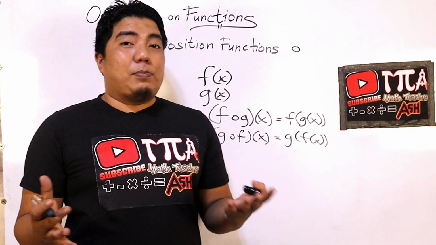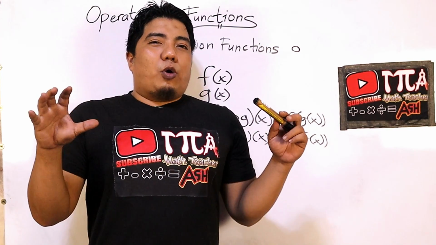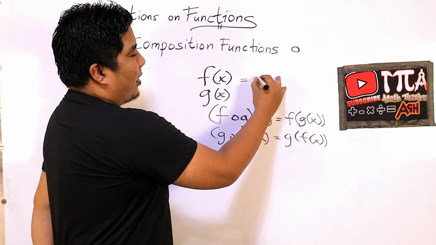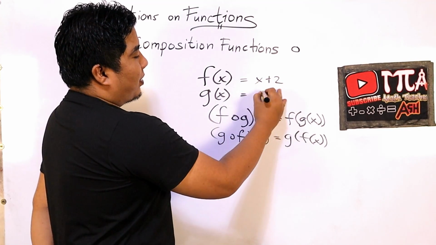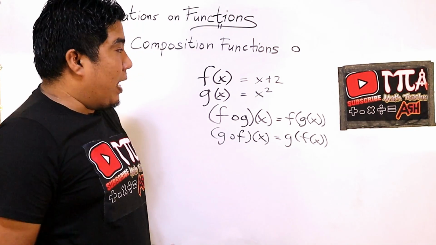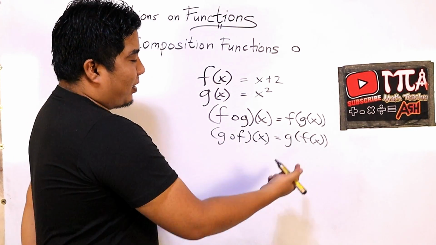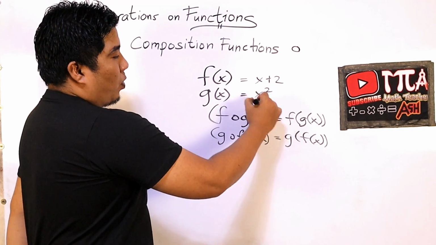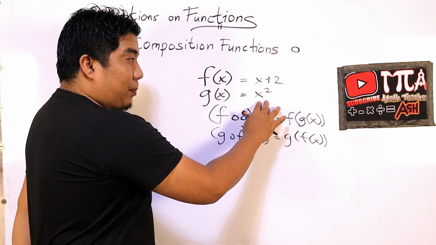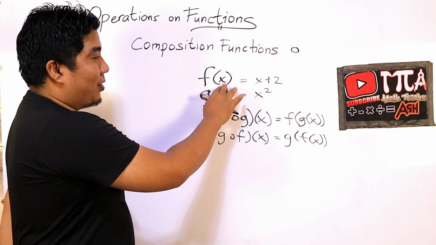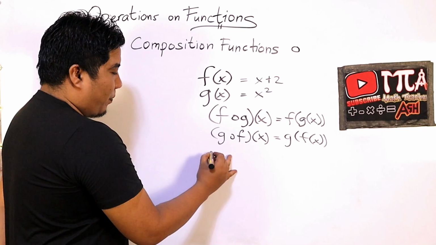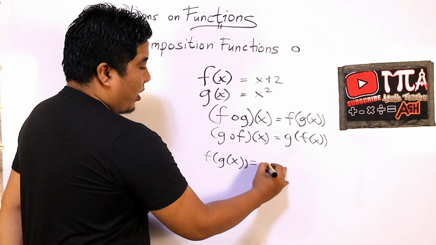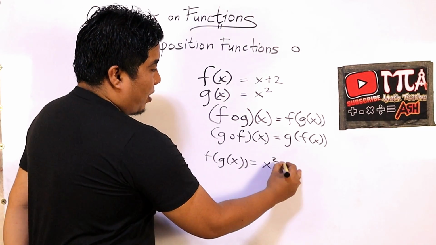Okay, so what does this mean? Okay, my dear math learners, let me give you an example. Let's say our f of x is x plus 2, while our g of x is x squared. Now, having f of g of x, what we need to do is our g of x will be substituted to our f of x. So it will give us f of g of x is equal to x squared plus 2.